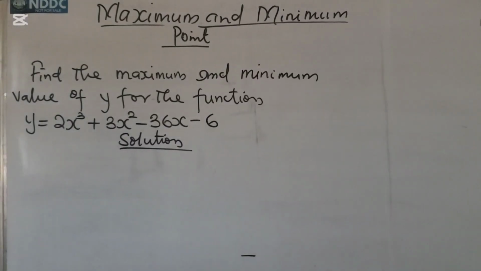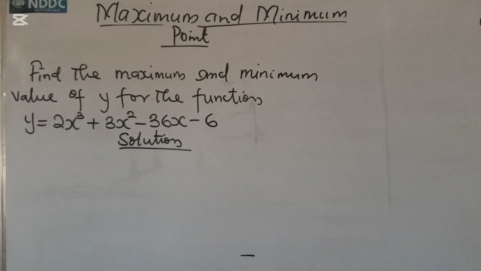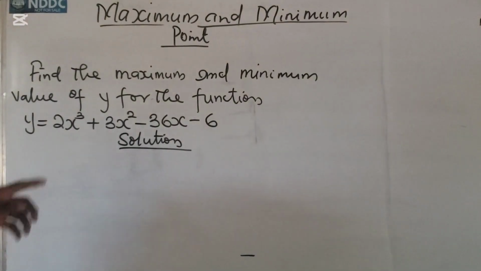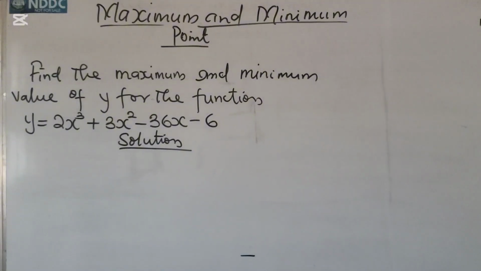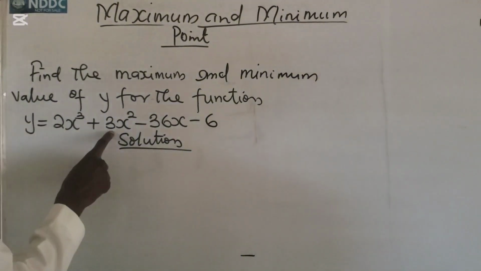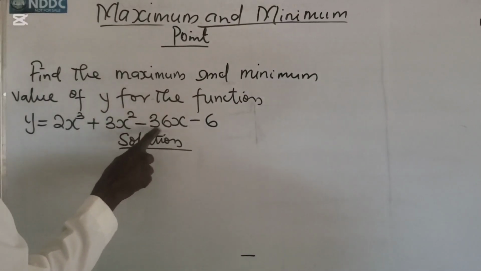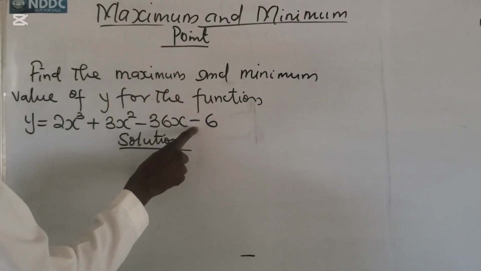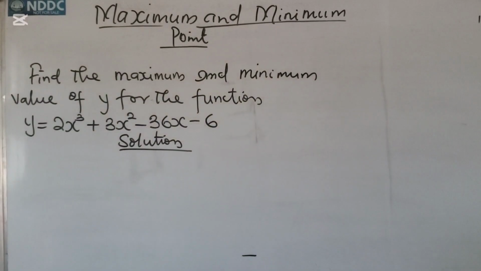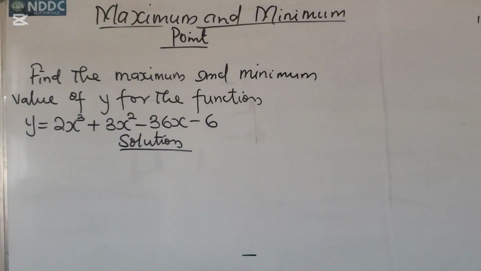On the board today is the maximum, minimum, and turning point. Find the maximum and minimum value of y for the function y is equal to 2x raised to the power of 3 plus 3x raised to the power of 2 minus 36x minus 6. So that is the question.